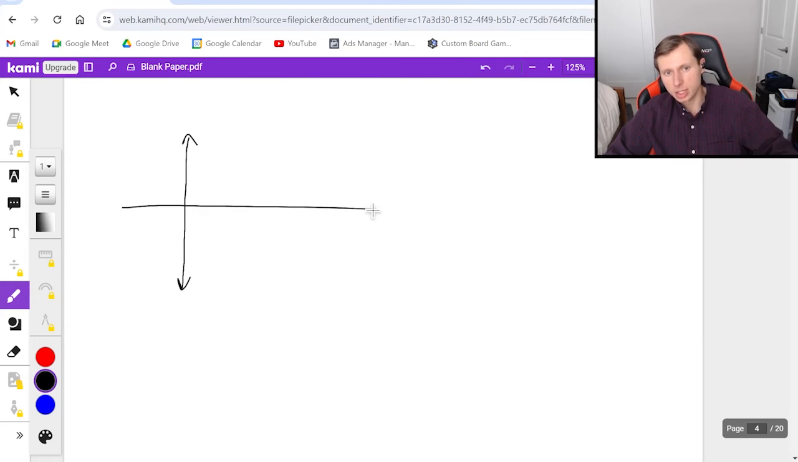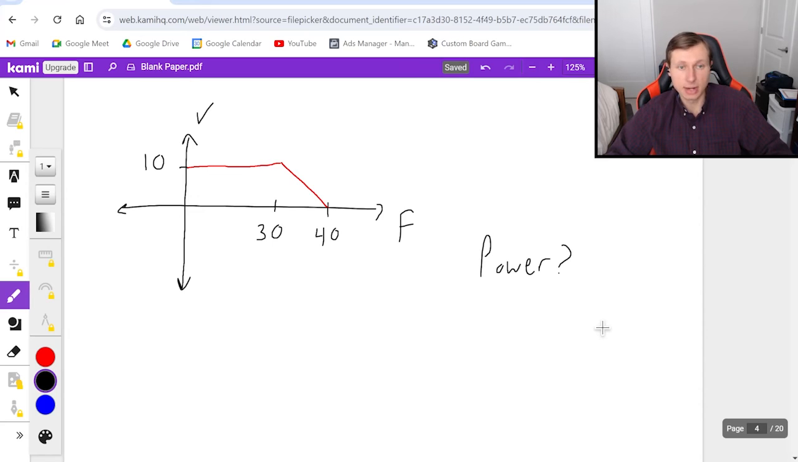For this question, it is going to be a graph question. On the x-axis is force. On the y-axis is velocity. And what this graph is going to look like, it's going to start right here and then go down to 0 like that. Let me give you some numbers now. This number here is 10 for velocity. We're assuming meters per second. Here the force is 30. Again, we're assuming newtons. And here the force is 40. And my question is, what is the power for this scenario, for this graph?